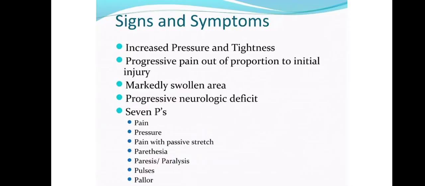Now, what are the signs and symptoms? There is an increased sense of pressure and tightness in the forearm and leg. There is progressive pain out of proportion to the initial injury. So the pain will increase and get severe. There is a markedly swollen area. So the forearm, upper limb or lower limb will get swollen. There is a progressive neurological deficit due to nerve damage. We can remember the 6 P's, that is pain, pressure, pain with passive stretch, paresthesia, paresis or paralysis, reduced pulses or pallor.